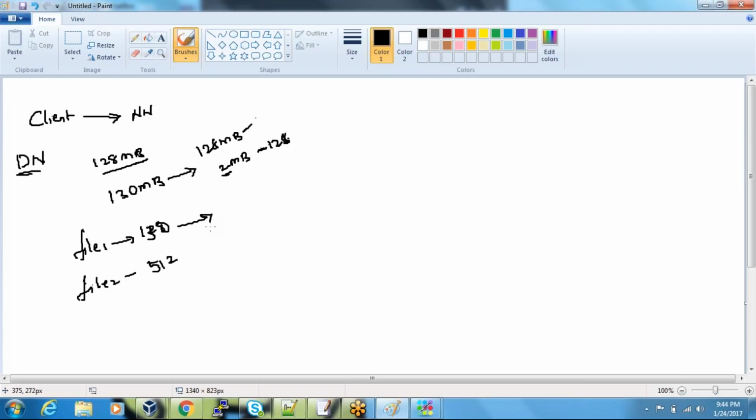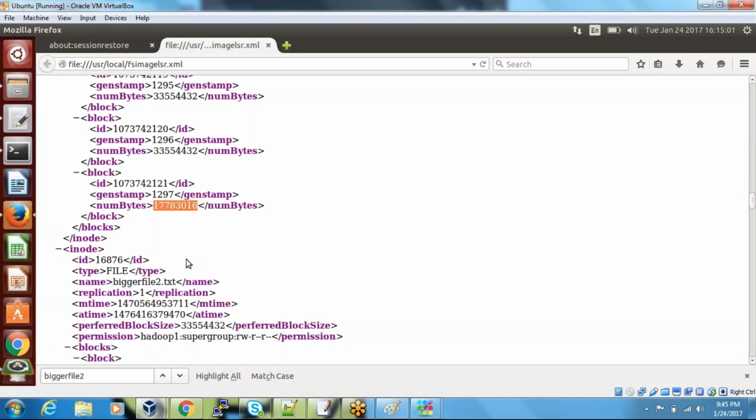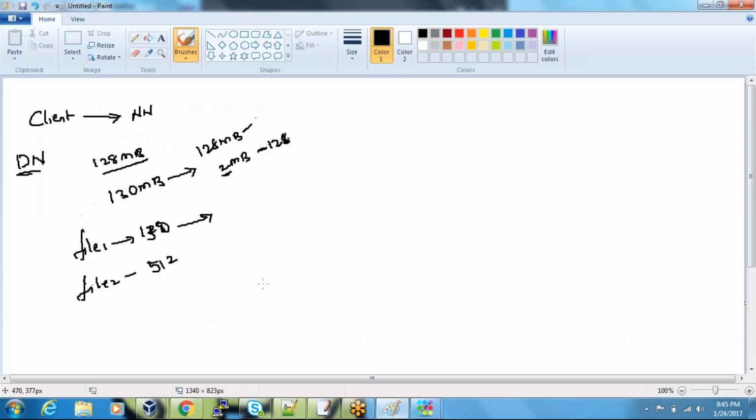This is file wise, right? It is not like all the blocks are clubbed together. It is file wise. If it is stored file wise, you can retrieve it file wise, otherwise you will get the wrong data, right? So if you see here, file one.